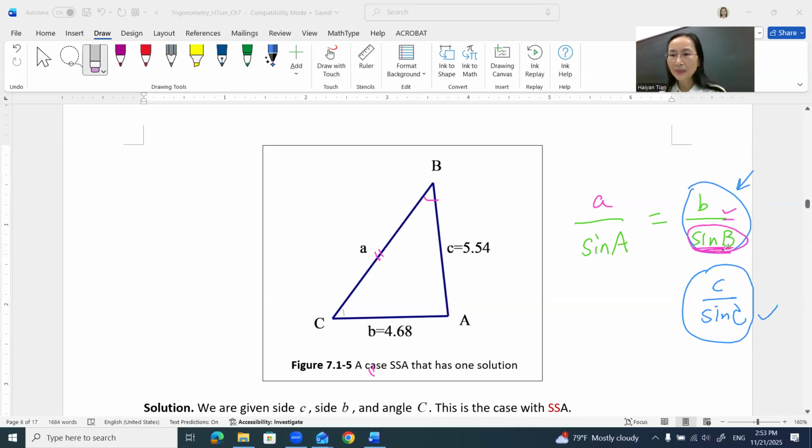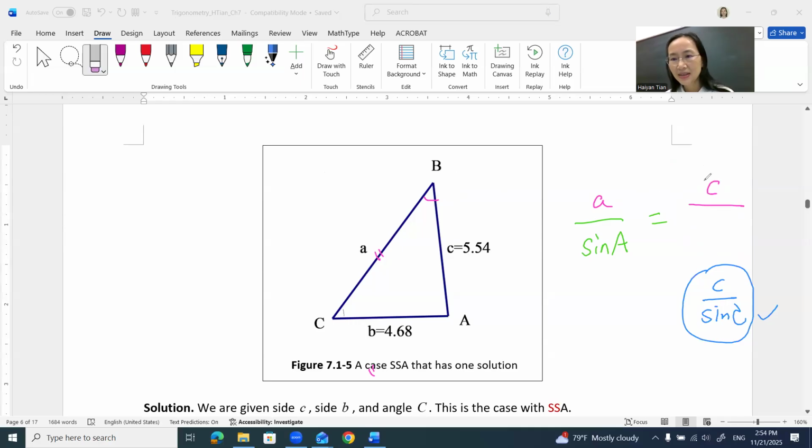If in case you made a mistake somewhere in the calculation of capital B, then that will impact your answer for A. So we try not to get some additional error. If in case B is wrong during our own calculation, then we don't want that to affect our results for A, for this lowercase a. So now we use the C over sine C.